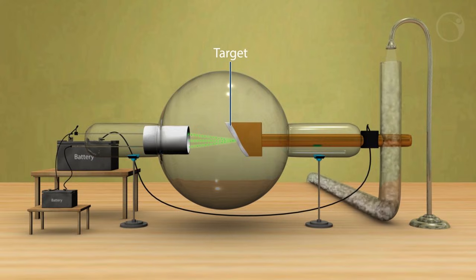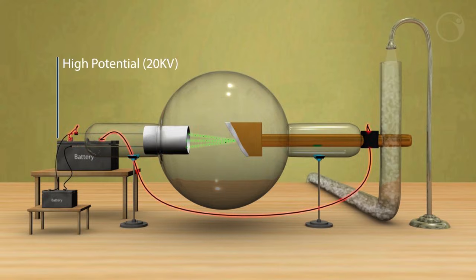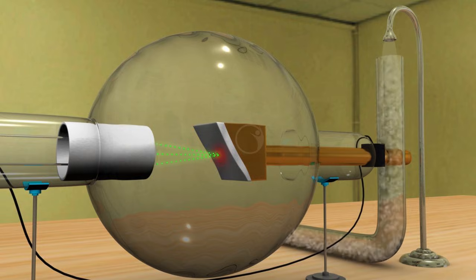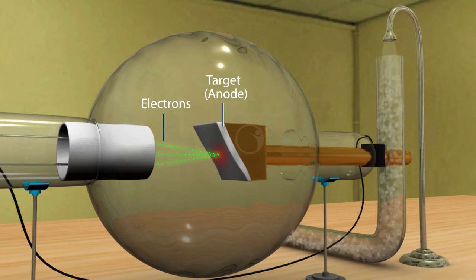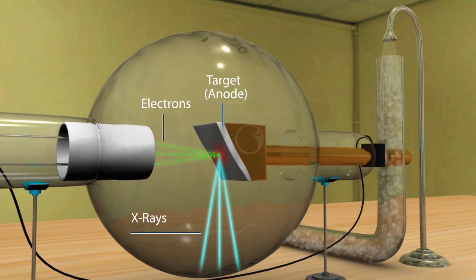The target is also tilted at an angle of 45 degrees, causing the electrons to hit at an angle. This will produce the X-rays almost perpendicular to the electron beam. A very high potential of 20 kV is applied between the source and the target. Due to the high potential difference, the electrons are accelerated towards the anode and hit the metal. When they hit, the kinetic energy is transferred to produce X-rays.